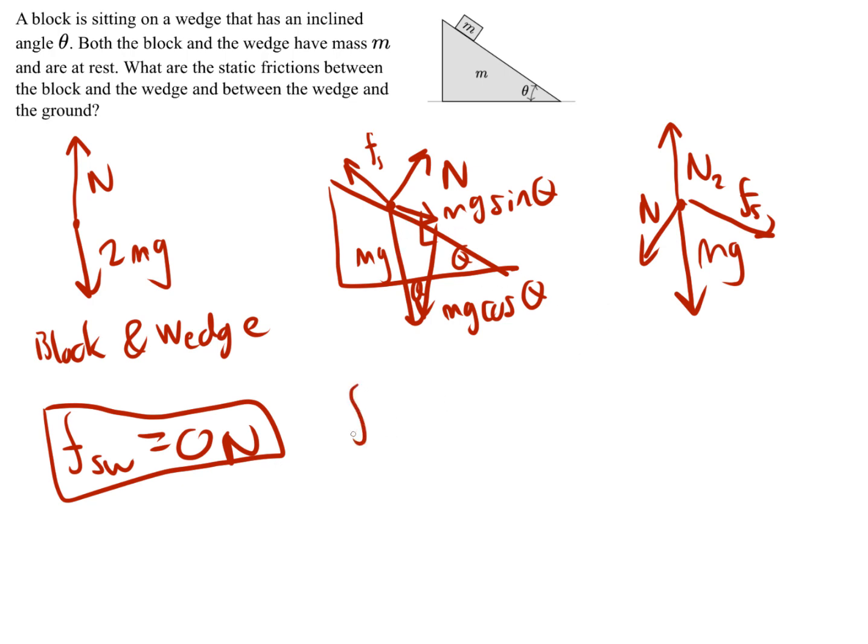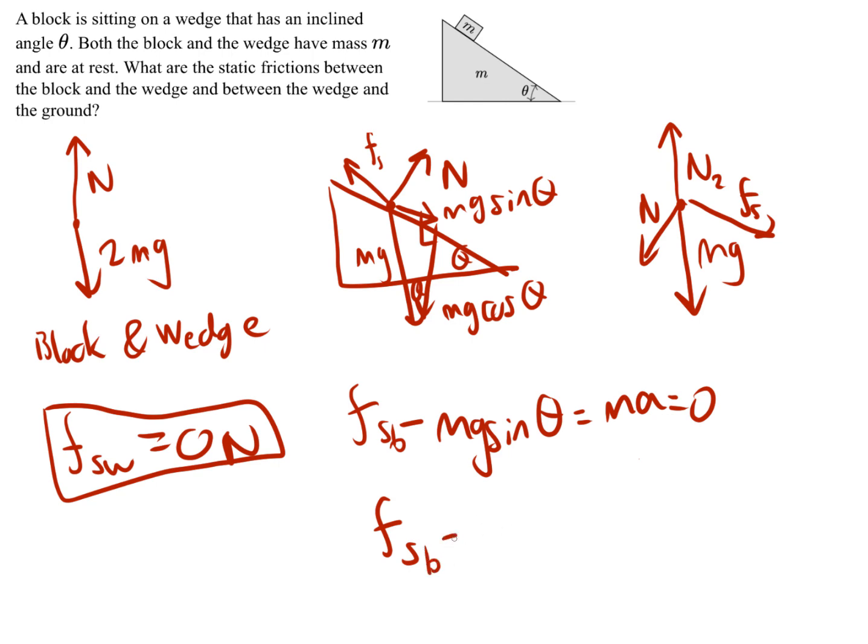Now to figure out the force of static friction between the wedge and the block, you can simply say that the force of static friction minus mg sine theta, the component of gravity that is parallel to the incline, or to the surface of the wedge, is equal to the mass times acceleration, which is equal to 0, since the block and wedge are both at rest. So from that, we can say that the force of static friction acting on the block, between the block and the wedge, is equal to mg sine theta.